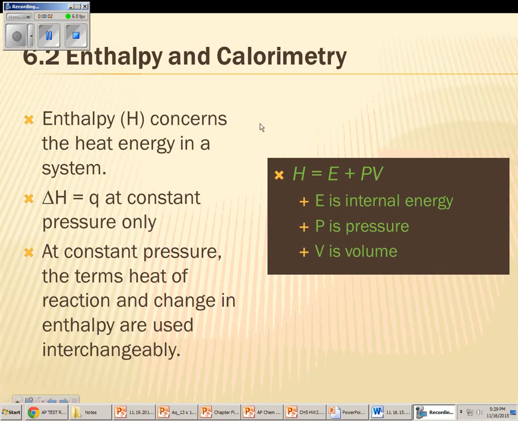Okay, so this will be our second video over thermochemistry. In this section, we're going to talk about enthalpy and calorimetry, and then we'll do a little on Hess's law and calculation of heats of reaction.